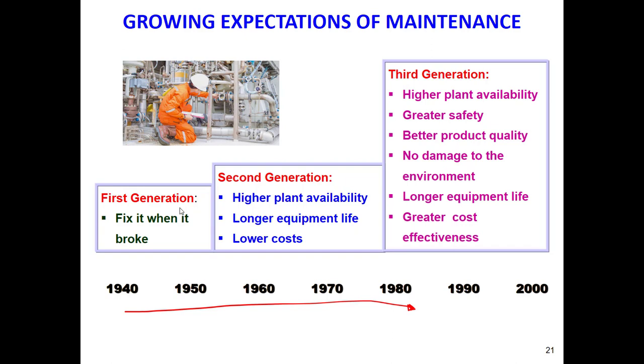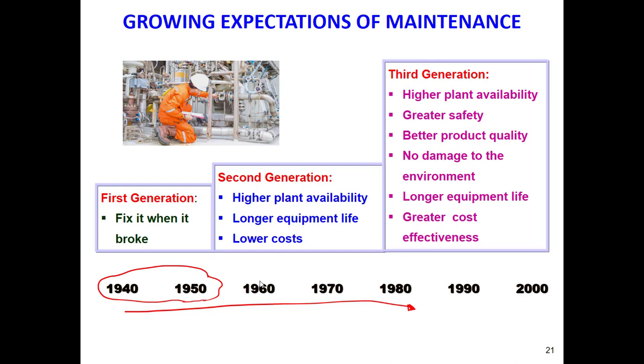But many years ago, when the industrial revolution just started, maintenance was not taken very seriously. In those early years, most of the plants had just started producing products, so maintenance was just fix it when it's broken. They waited to see if something was broken or not working, and then they fixed it.